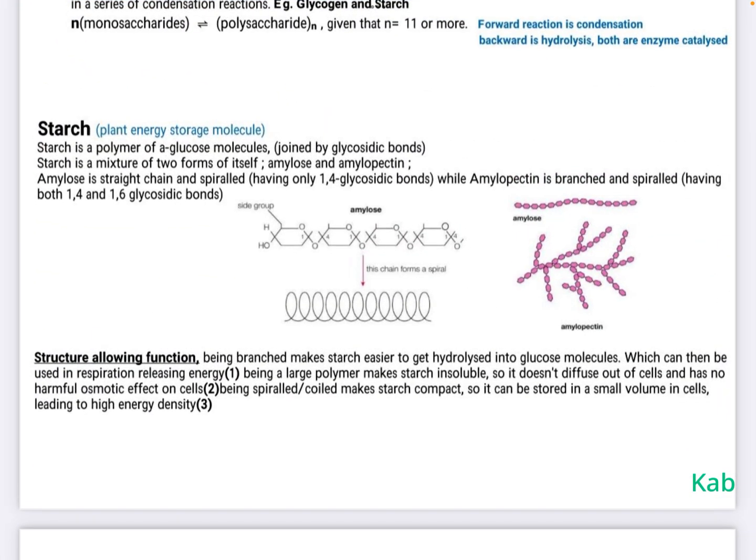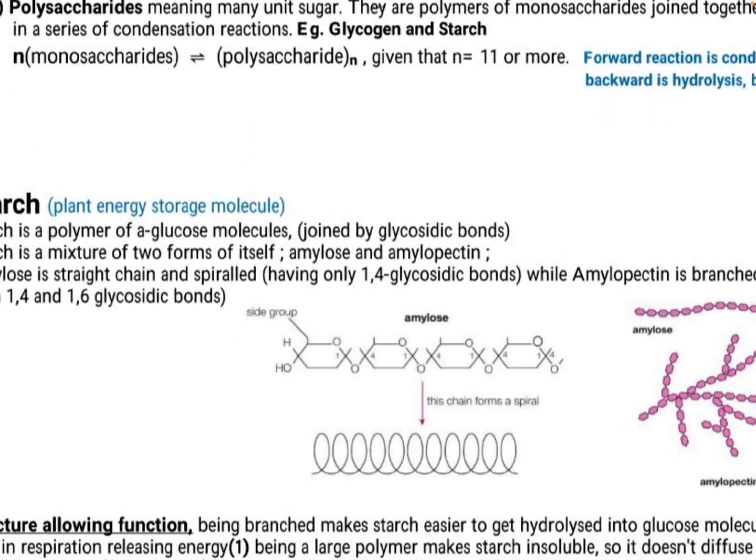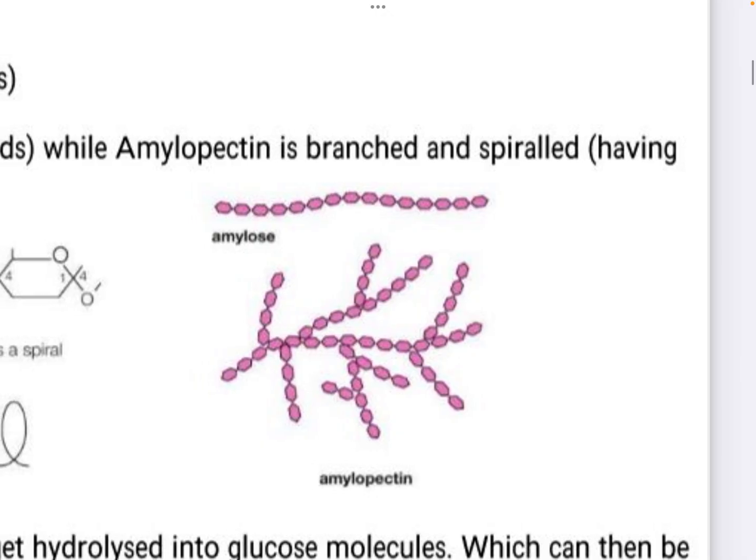Amylopectin: structure allowing function. First, being branched makes starch easier to hydrolyze into glucose molecules, which can then be used in respiration, releasing energy. Second, being a large polymer makes starch insoluble, so it doesn't diffuse out of cells and has no harmful osmotic effects on cells. Third, being spiral coiled makes starch compact, so it can be stored in a small volume in cells, leading to high energy density. This is how the amylose looks, and this is how the amylopectin looks.